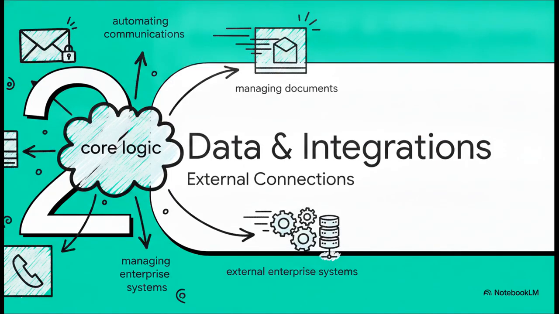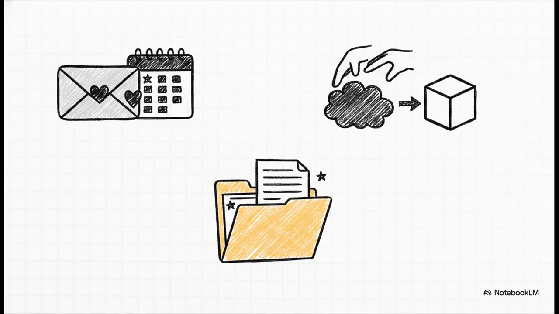With our internal wiring sorted out, let's move to Section 2, Data and Integrations. This is exactly where we connect our core logic to the outside world. In this bucket, we have a few heavy hitters. Outlook actions beautifully handle your communication and scheduling. File actions allow you to create, move, and rename documents seamlessly across OneDrive and SharePoint.